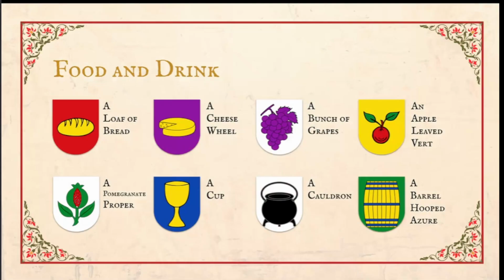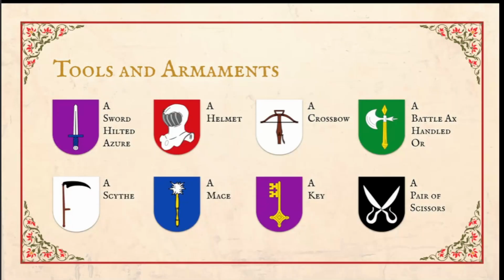Food and drink. If they ate it, you could probably put it on a shield. So loaves of bread, wheels of cheeses, bunch of grapes. If you have an apple and you want to give its leaves specific colors, you can do that. Pomegranates were usually depicted with red seeds in a green outer shell. Cups and cauldrons, very common. For barrels, if you want to tell us that the hoops or the metal reinforcements on the barrel have a color, you can totally do that. Yeah, and rampant does mean kind of upright and roaring, very common thing. We'll talk a little bit more about that when we look at arrangement in just a little bit.